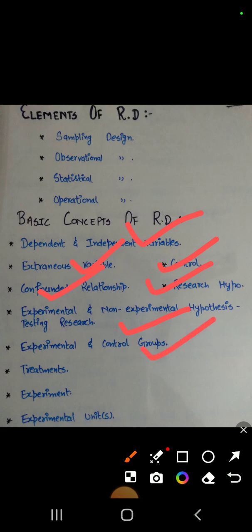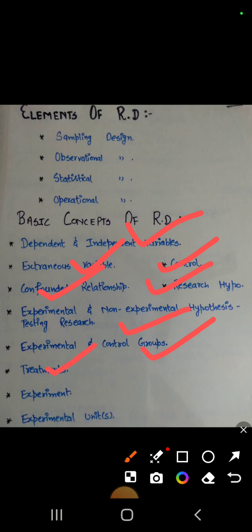Next we have experimental and control groups. In an experimental hypothesis testing research, when a group is exposed to usual conditions, it is termed as a control group. But when the group is exposed to novel or special conditions, it is termed as an experimental group.